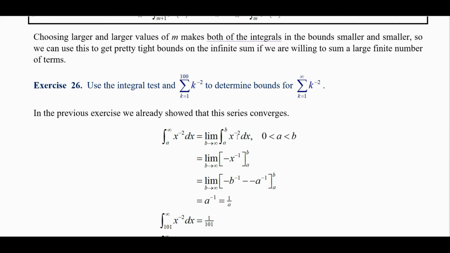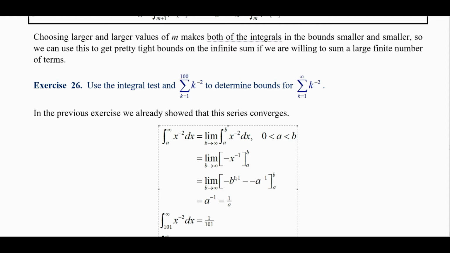So using the fundamental theorem, we find an antiderivative. Pretty easy. Add 1 to the power, that's negative 1, divided by the new power. So the antiderivative is the opposite of x to the negative 1. Evaluate from a to b, that's the opposite of b to the negative 1 minus a negative a to the negative 1, that's plus a to the negative 1.